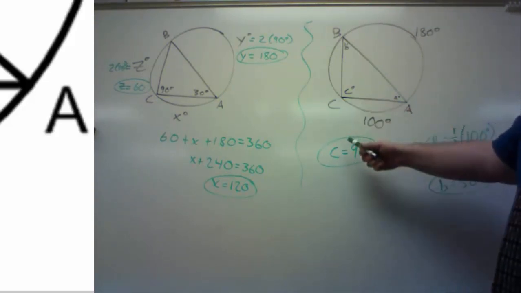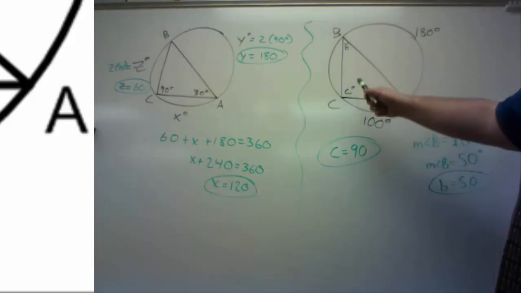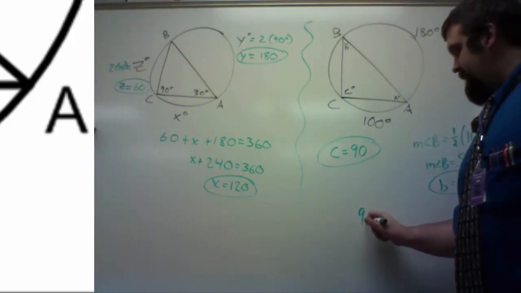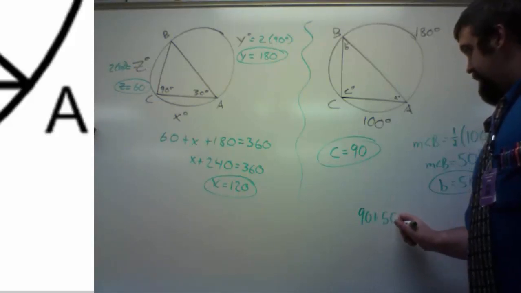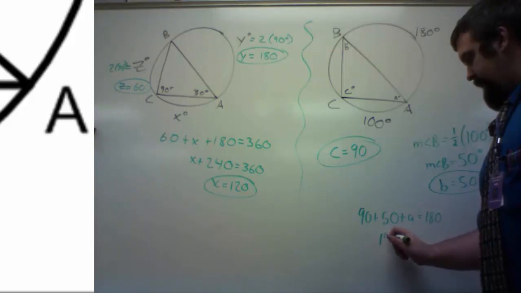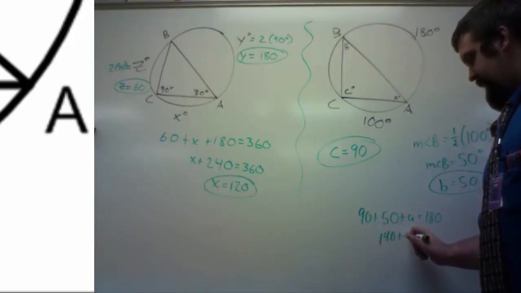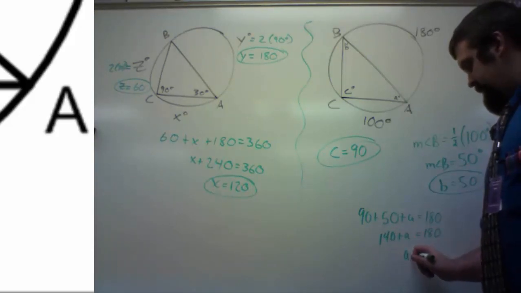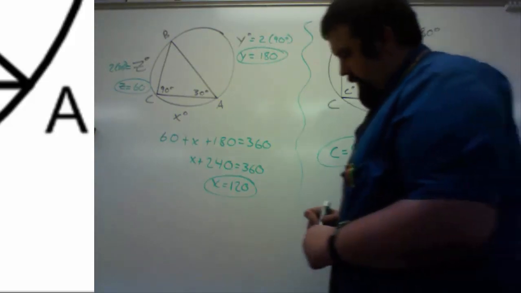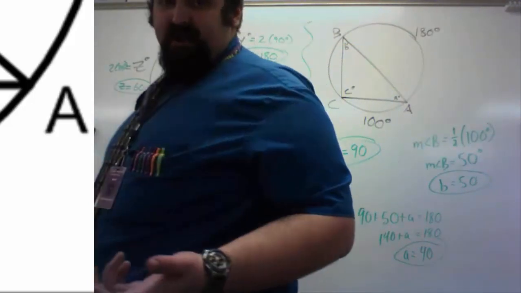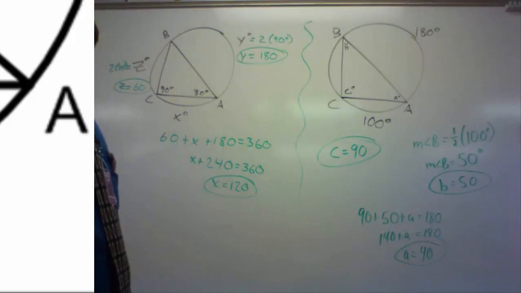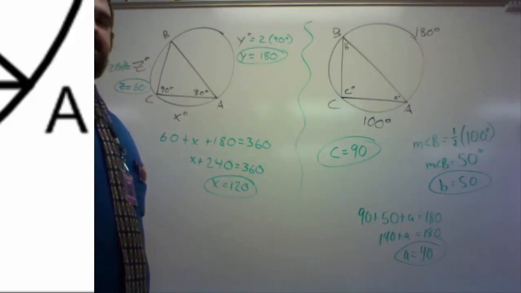If this is 90 and that's 50, all three angles of a triangle add up to 180. So 90 plus 50 plus A equals 180. 140 plus A equals 180. A equals 40. So, if you ever want to construct a right triangle inside of a circle, use the diameter. The angle across from the diameter is the right angle. That's it for this concept.